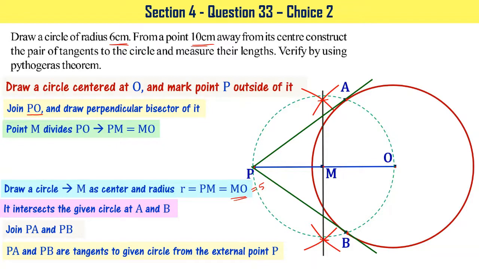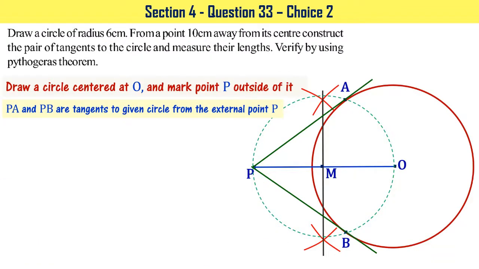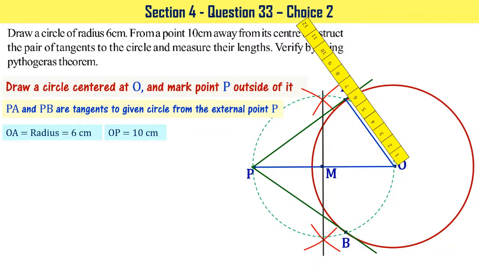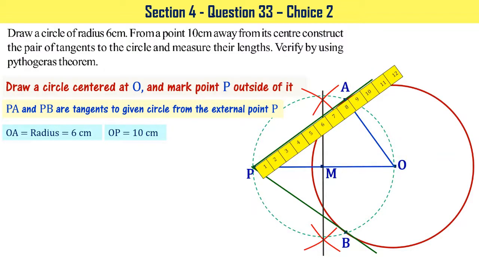Now we have to measure lengths of these 2 tangents and then verify using Pythagoras theorem, right? Let me connect A and O. That is your radius, right? OA is radius. That is equal to 6 centimeters. And we know OP is 10 centimeters. Quickly, let's take a measure of these. OP is 10 units on this scale, right? And AO is 6 units, right? Now let's take measure of AP. That is 8 units. Let's take a note of that.